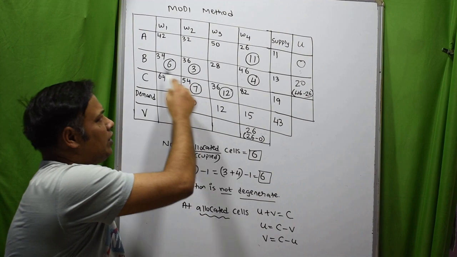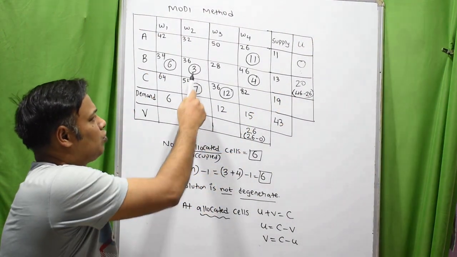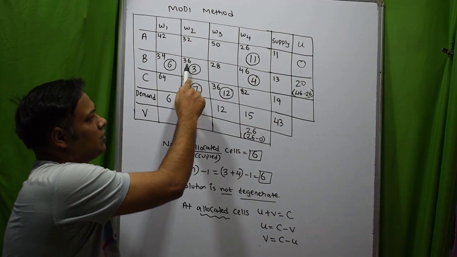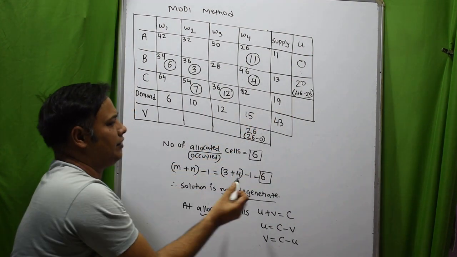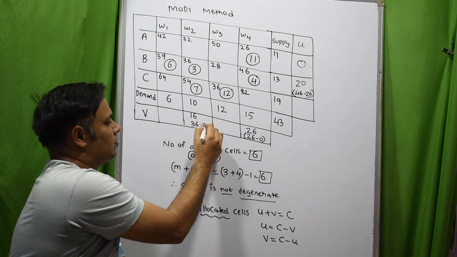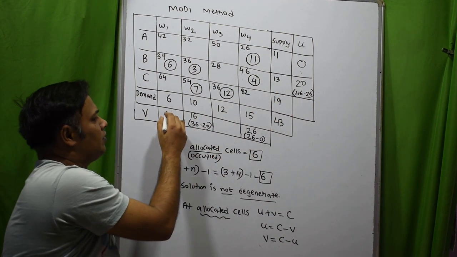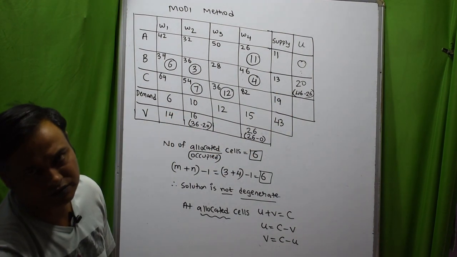Now I'll go in this particular row. In this particular row we have two more occupied cells. So 36 minus 20, it will be 16, and 34 minus 20, it will be 14.